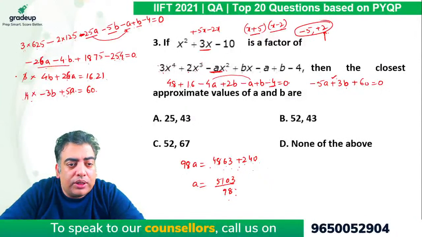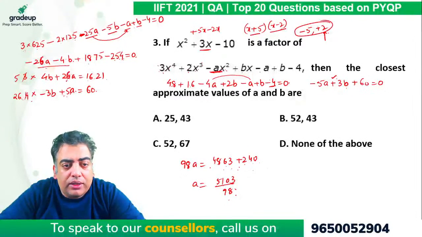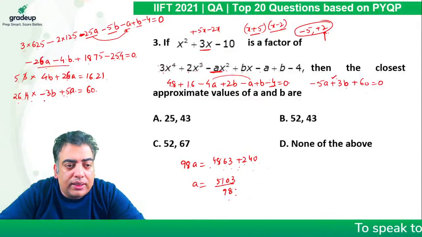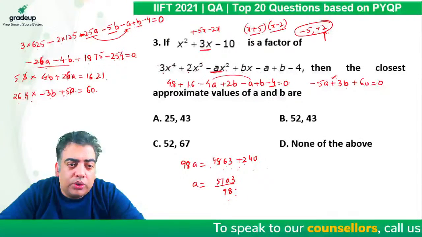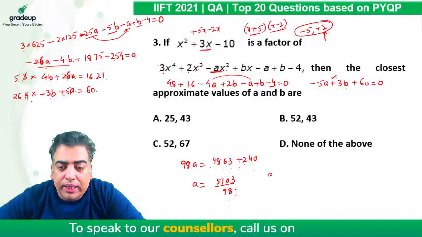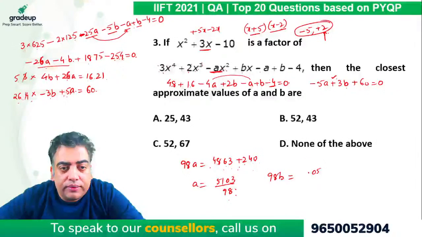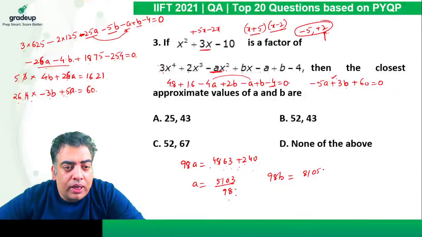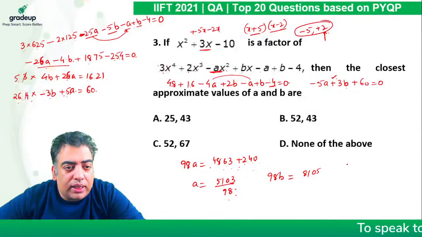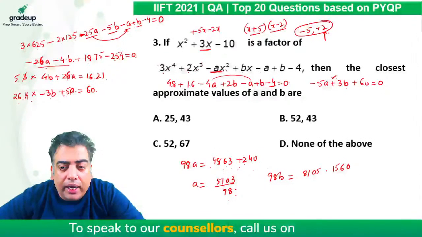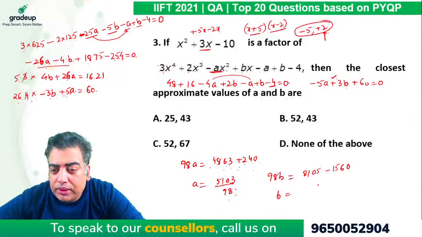Now multiply equation 1 with 5 and equation 2 with 26. On subtracting these two, a will get cancelled. So 5 into 4 is 20 and 26 into 3 is 78. So they get added again, gives me 98b. And on the other side, it will be 5 into 1621, which makes it 8105. And 26 into 60 comes out to be 1560. And on subtracting these two, the value of b becomes 5.